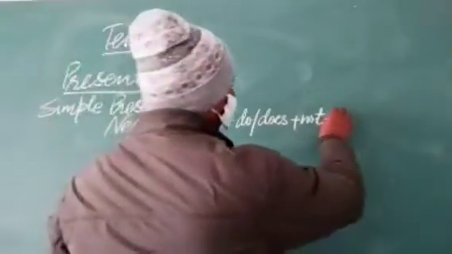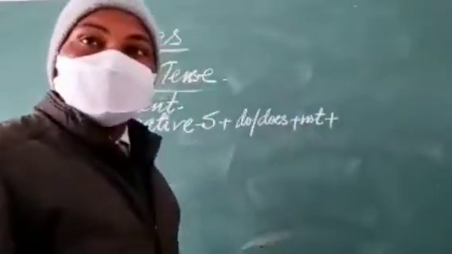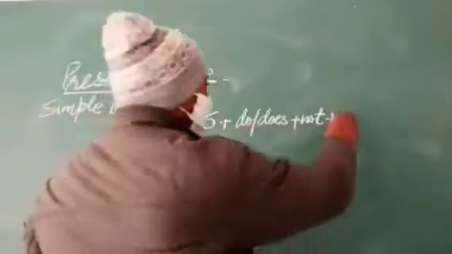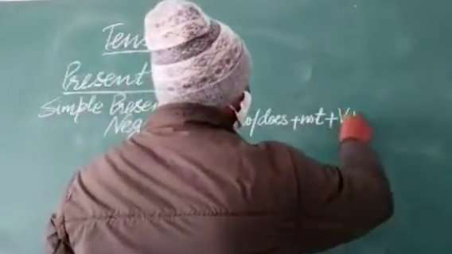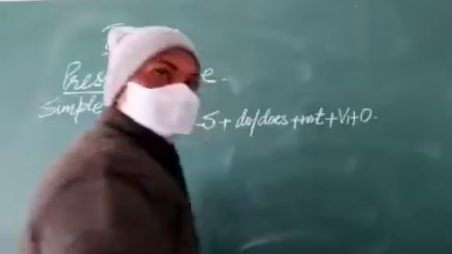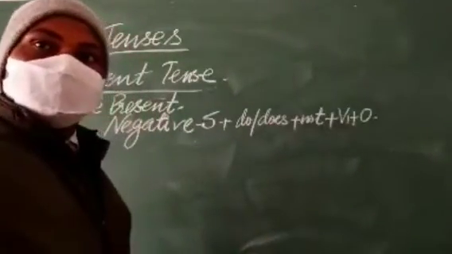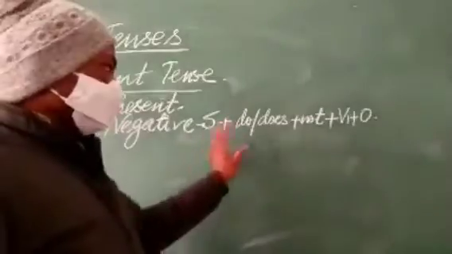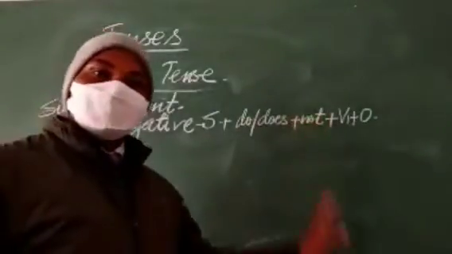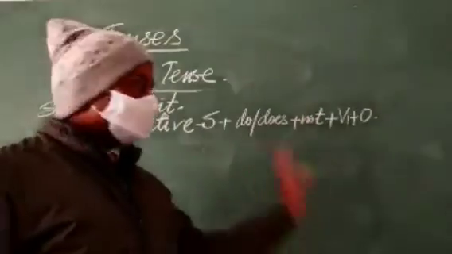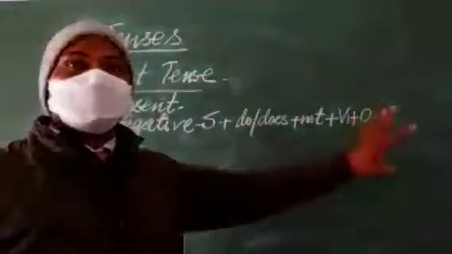Then first form of verb, that is V1, and then object. So this is our formation. We have to follow the same formation. Now I'll tell you the examples, and then after I'll explain you how to recognize it.